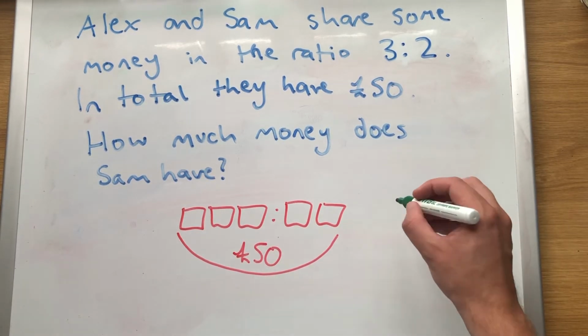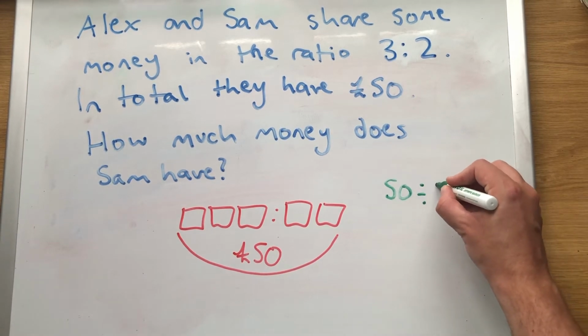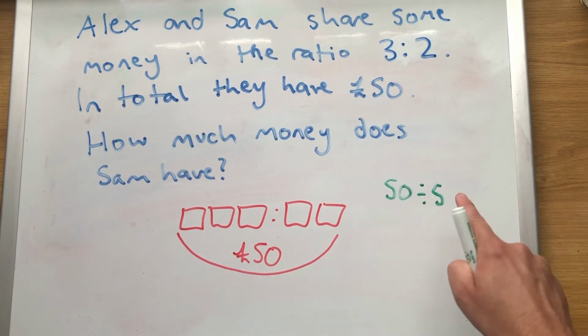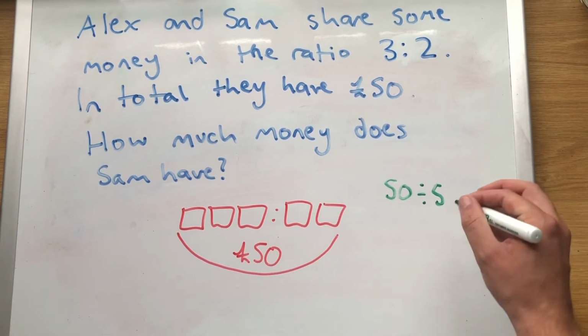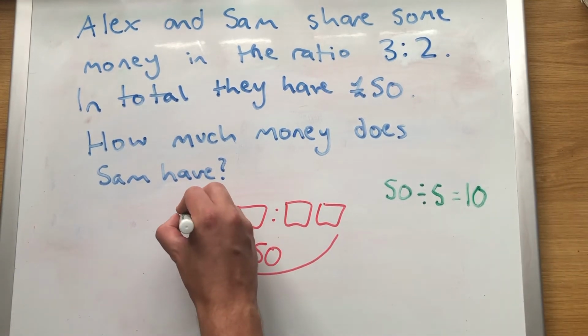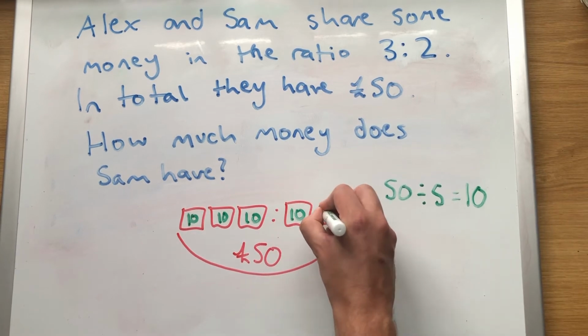To do that, we want to do 50 divided by 5. There are 5 equal boxes, so we need to work out what's inside each box. 50 divided by 5, going to get 10. So in every single box, 10, 10, 10, and 10.